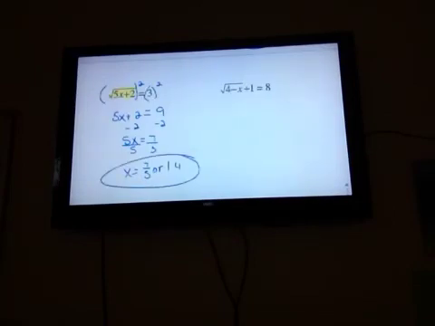A decimal's good to have for an answer. Could it be like 1 and 2/5? It can be.